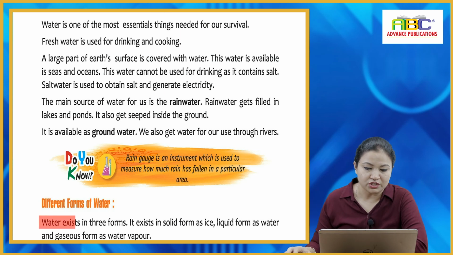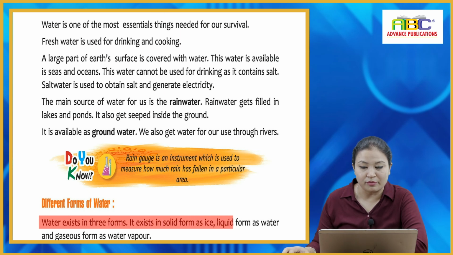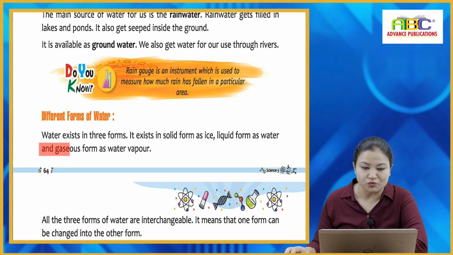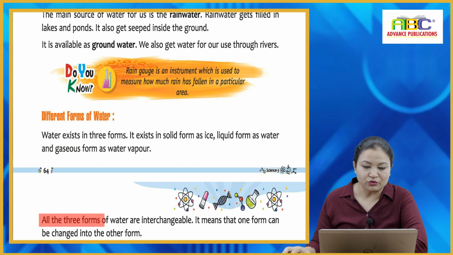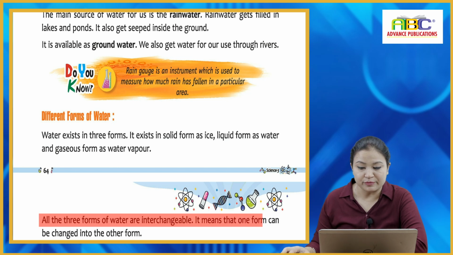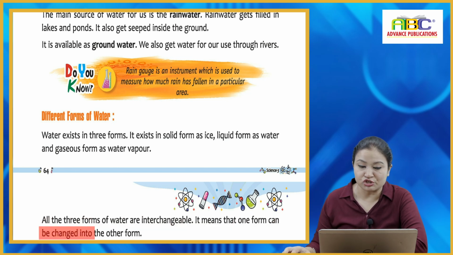Different forms of water. Water exists in three forms. It exists in solid form as ice, liquid form as water, and gaseous form as water vapor. All the three forms of water are interchangeable. It means that one form can be changed into the other form.